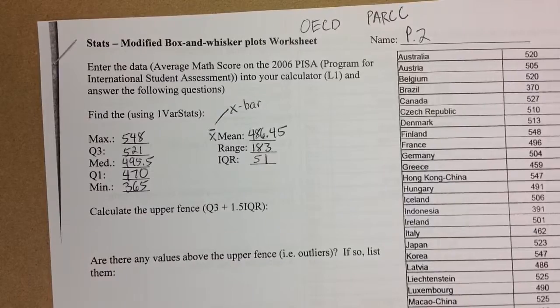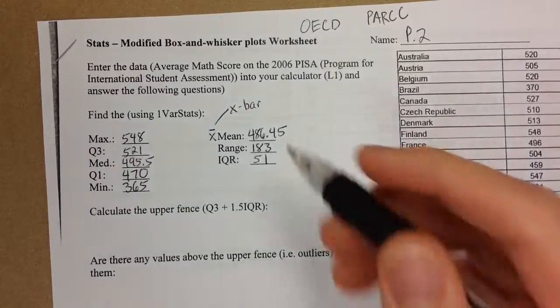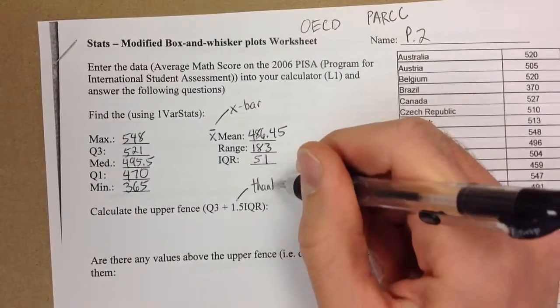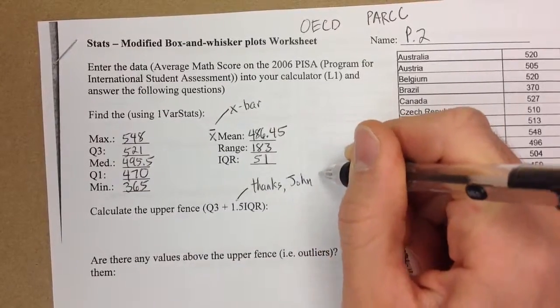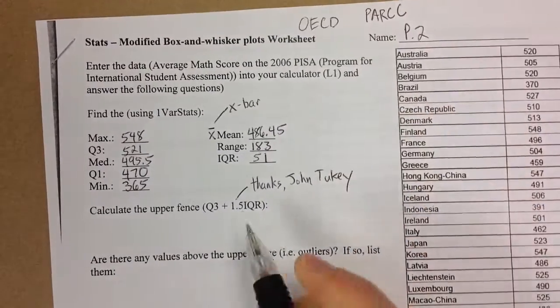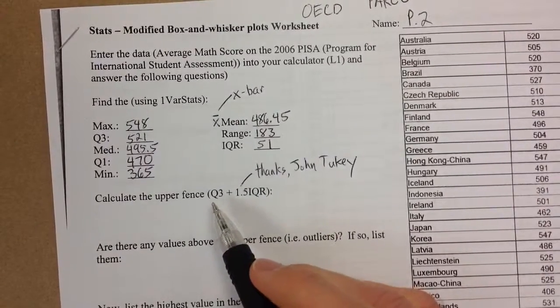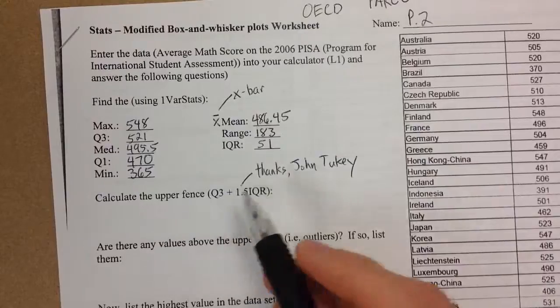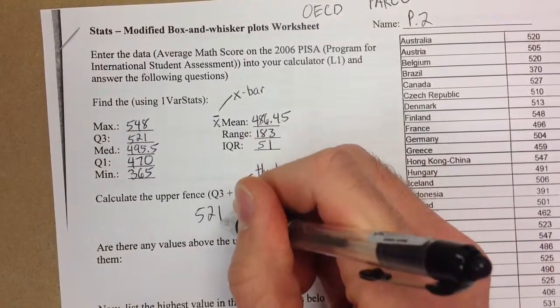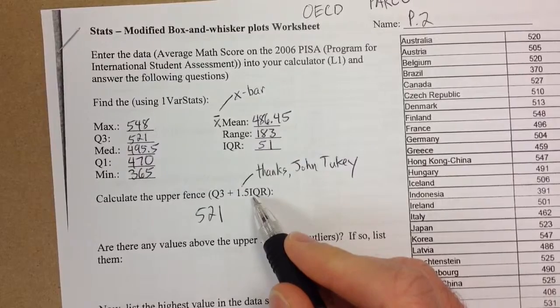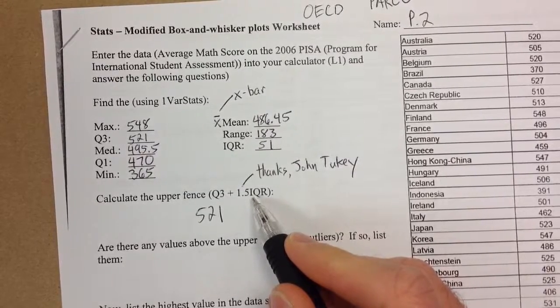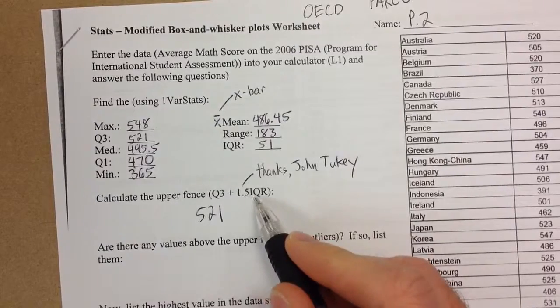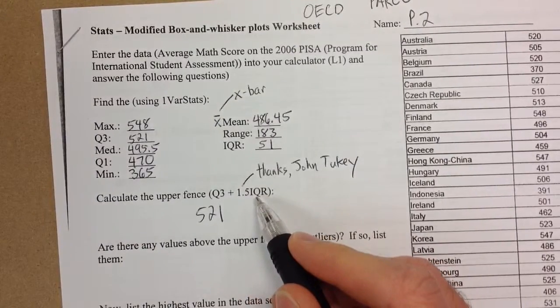Okay, so now we will introduce your first objective measure of an outlier. We've talked about outliers, but we've never had an objective measure. This is thanks to John Tukey. It's very simple. You take the third quartile, 521, and you add 1.5 IQRs to it, 1.5 box widths. And the fact that you do this accounts for the variability that exists in the data set.